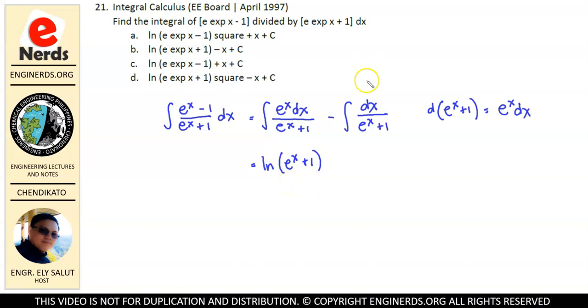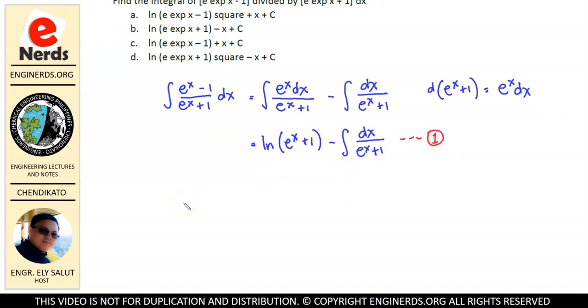But it will not be the same dito sa ating pangalawang term. So, we will have minus the integral of dx over e to the x plus 1. Medyo mahaba yung solution nito, kaya I'm going to name this as equation number 1, dahil babalikan natin yan. Since ito yung medyo mahaba, ito muna yung solving natin. So we're going to solve for the integral of dx over e to the x plus 1.